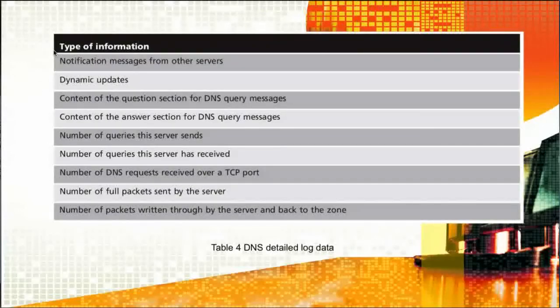Some of the types of information that you are going to want to find in your log data include network messages from other services, dynamic updates, content of the question section for DNS query messages, the number of queries from a server that has been received, and the number of packets written by the server and back into the DNS zone, for instance.